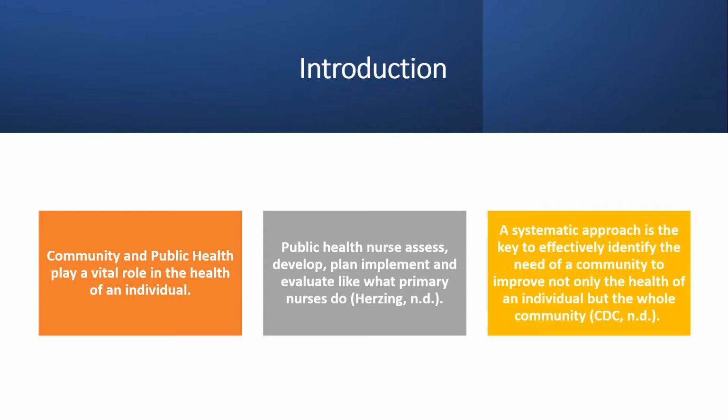Community and public health play a vital role in the health of an individual. Public health nurses assess, develop, plan, implement, and evaluate, like what primary nurses do. A systematic approach is the key to effectively identify the needs of a community to improve not only the health of an individual, but the whole community.